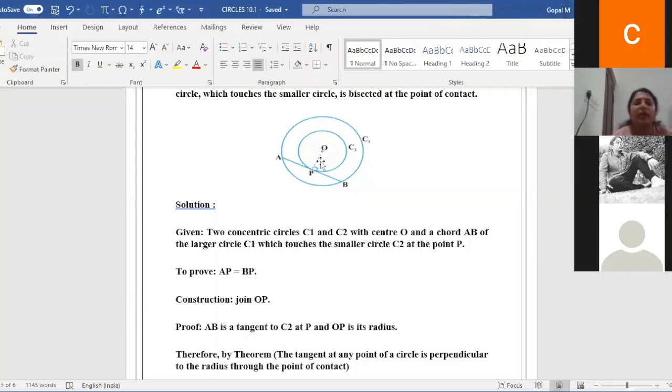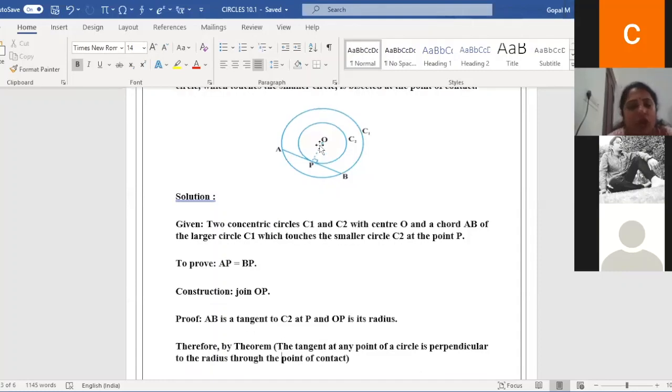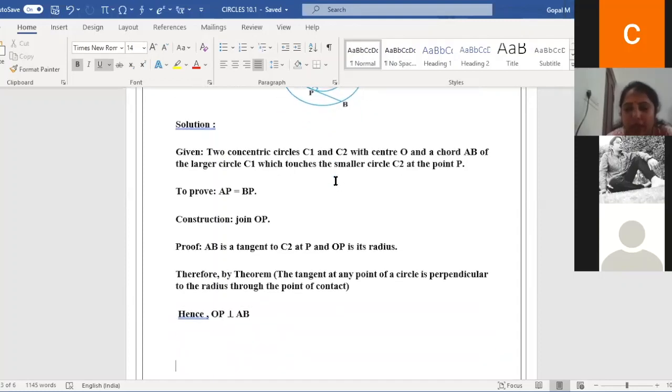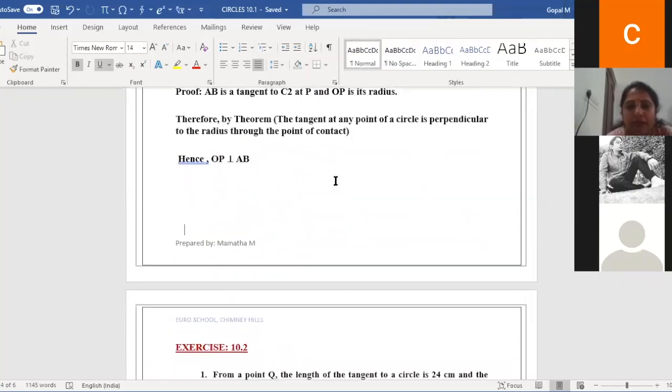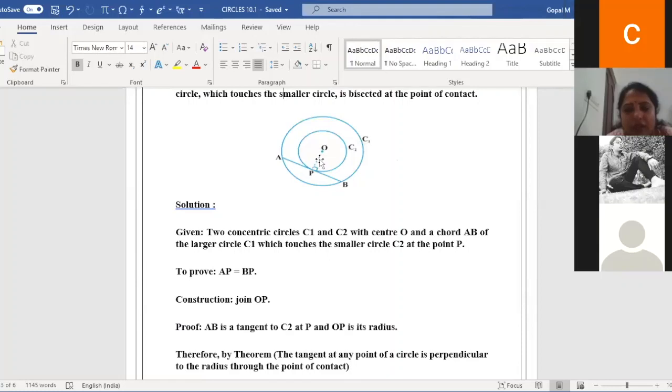From 10.1, which I gave yesterday. I did not mention the 10.1 theorem, I just mentioned it as a statement. According to that, we learned OP is perpendicular to AB. So when OP is perpendicular to AB, AP is equal to BP.